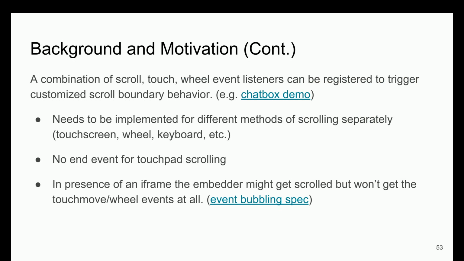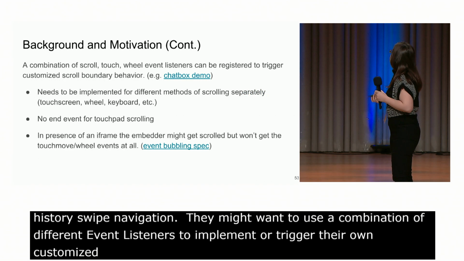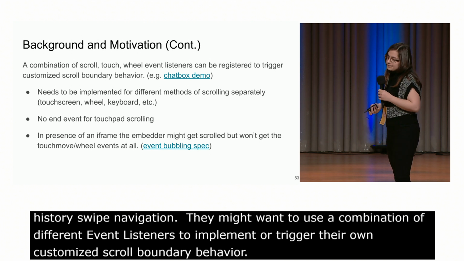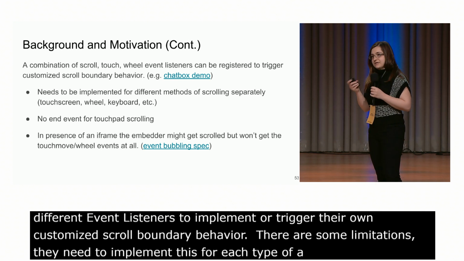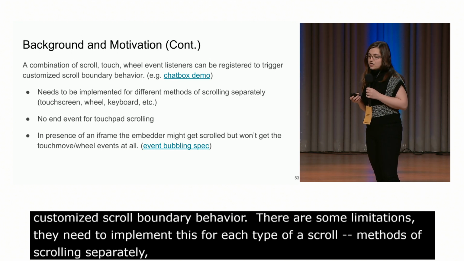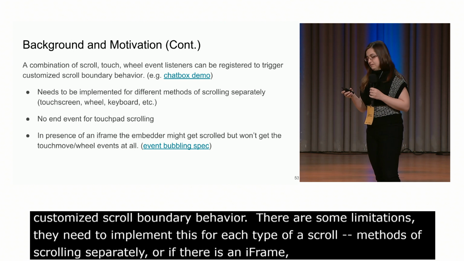Then they might want to use a combination of different event listeners to implement or trigger their own customized overscroll boundary behavior. As is, there are some limitations, like they need to implement this for each type of scrolling separately, or if there's an iframe, then the touch move or wheel events won't even bubble from the iframe.